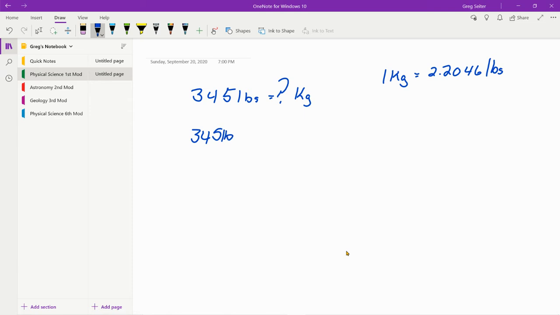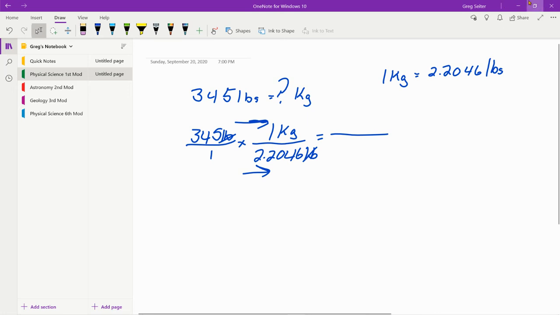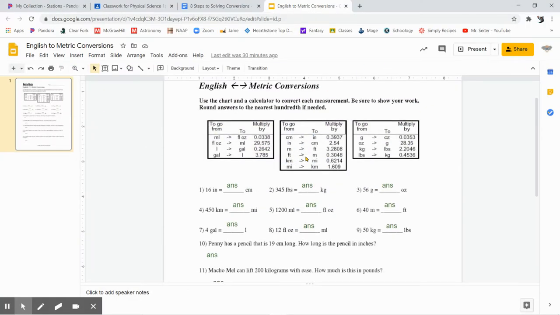345 pounds over 1 times. Remember, we want pounds on the bottom so they cancel out. 2.2046 pounds in 1 kilogram. Okay. Cancel units. Multiply straight across, and then you're going to put your answers in, and then lastly, you'll divide, and then give me your answer and type that into the document. Okay. Let's look at the next one.